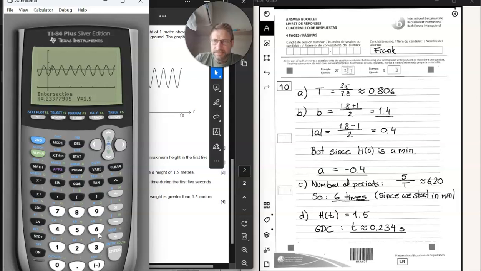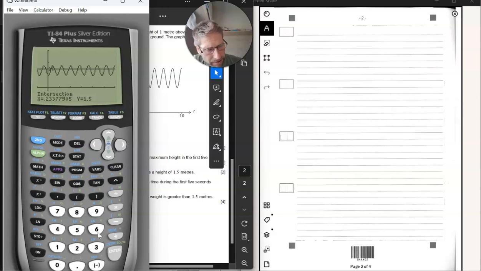In fact, since I know that I'm going to need this result for further calculations, I want to save a few extra digits. I'm going to do that on the next page to say that t is actually equal to 0.233779. Well, that's plenty. A bit further precision in order to avoid rounding errors piling up on each other.